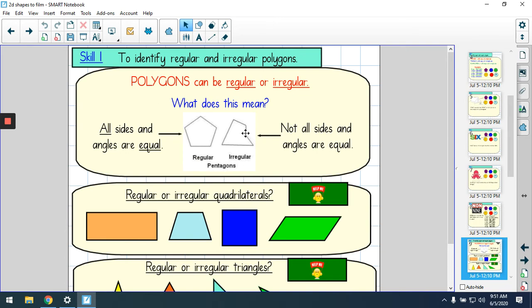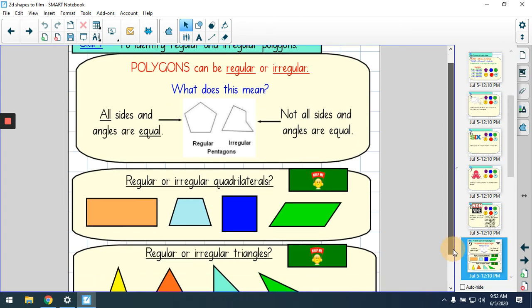This here is also a pentagon, and this tends to confuse people a bit because when they think of pentagon, they think it has to look like the one on the left. It doesn't. A pentagon is any shape with straight sides that has 5 sides. 1, 2, 3, 4, 5. It's just that they're not the same size. So this is an irregular pentagon.